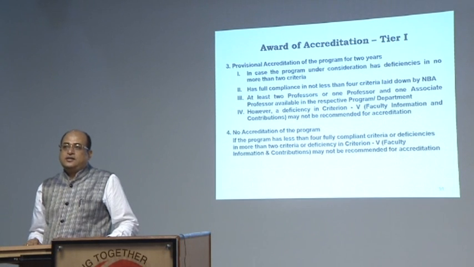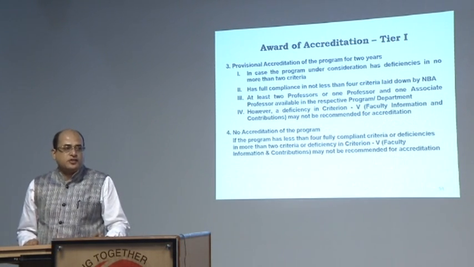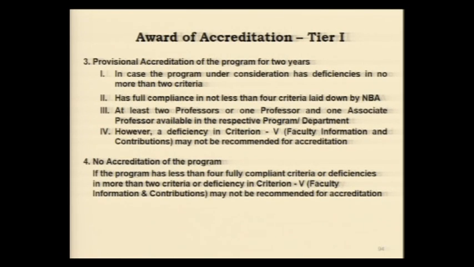2 years accreditation, if the program under consideration has deficiencies in not more than 2 criteria, that means 2 deficiencies permitted, and has full compliance in 4 criteria. That means Y should be minimum 4, deficiency should not be more than 2, and that program should have 2 professors or 1 professor and 1 associate professor, and faculty should not be deficient. That means the faculty criteria should have got more than 40% marks. Then the program will be considered for accreditation for 2 years.